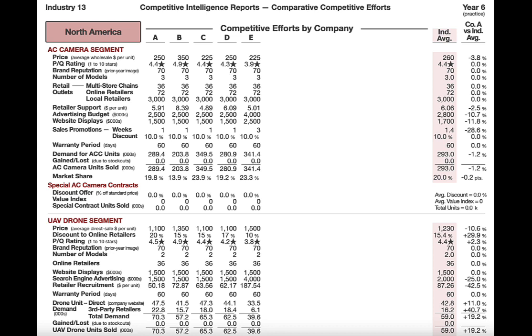Now, when it comes to models, every team has the same 3. Brand reputation, it's all at 70. Warranty, everyone has 60 days for warranty. So you can see in some areas you're the same, some you're different.